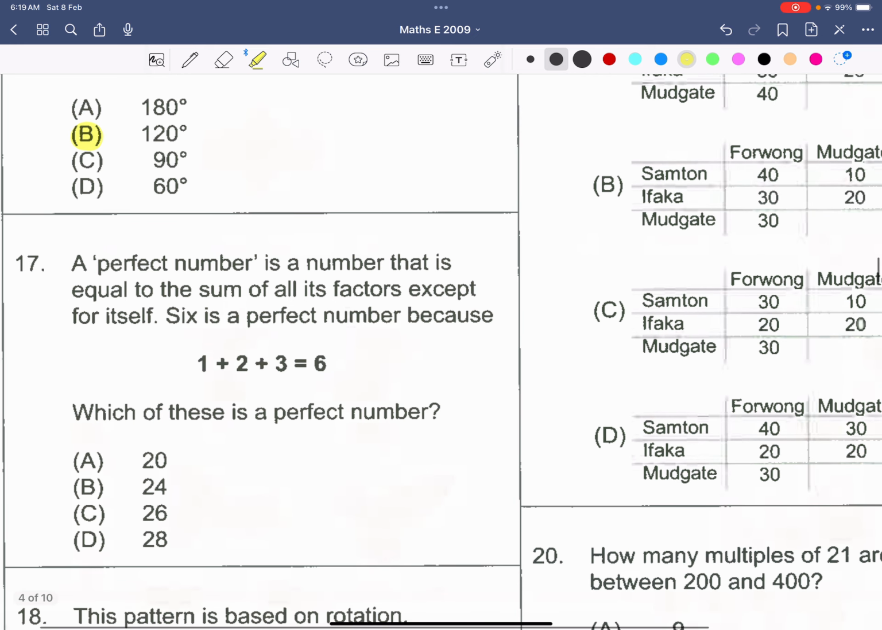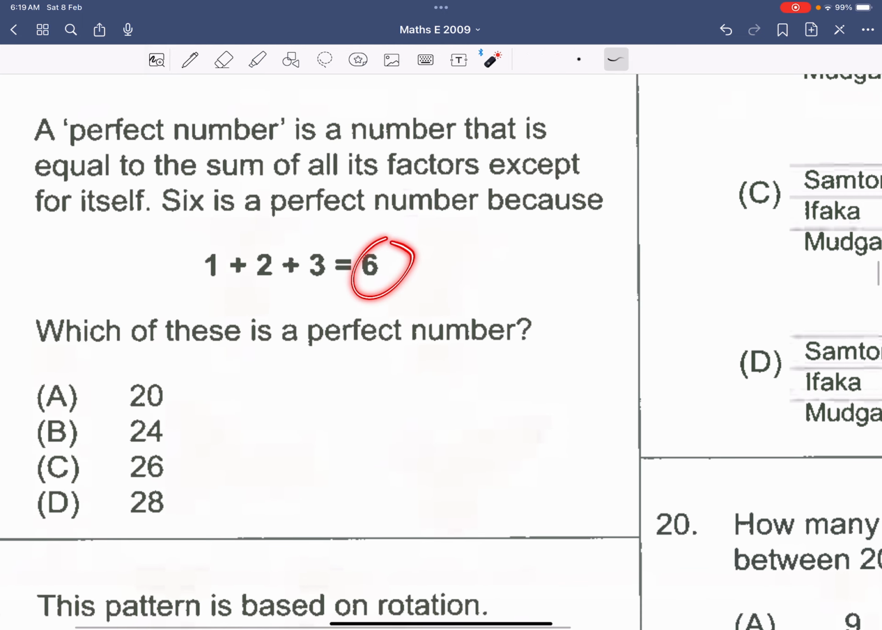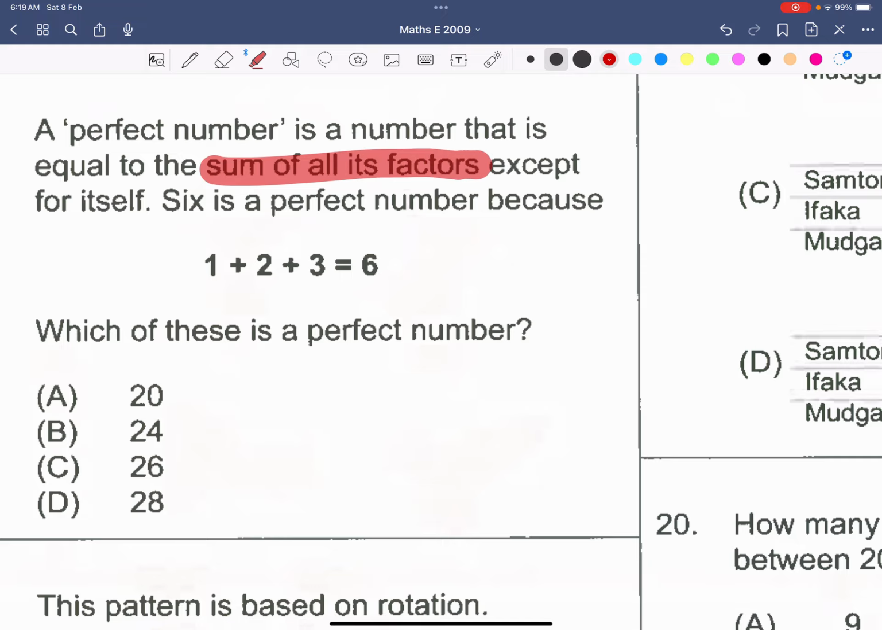Question 17. A perfect number is a number that's equal to the sum of all of its factors except for itself. So you'll notice, guys, the factors of 6 are 1, 2, and 3. Now, technically, another factor of 6 is also 6, but it says we have to add up, so read the question. A perfect number is a number that is equal to the sum of all of its factors except for itself. Which of these is a perfect number?